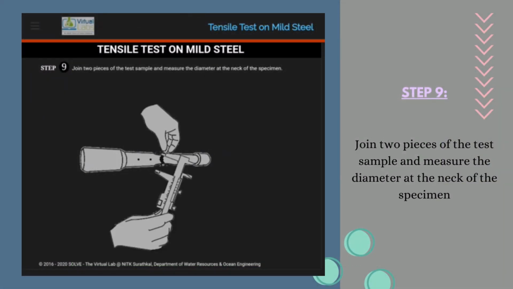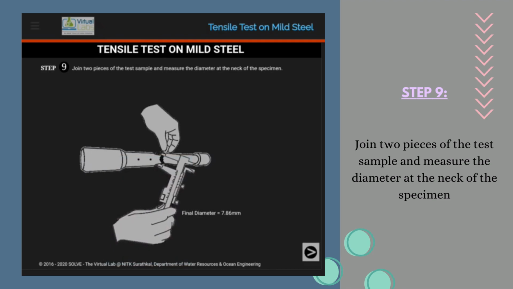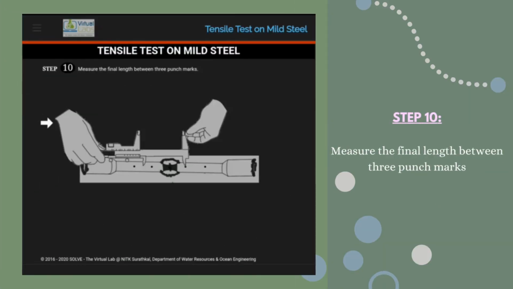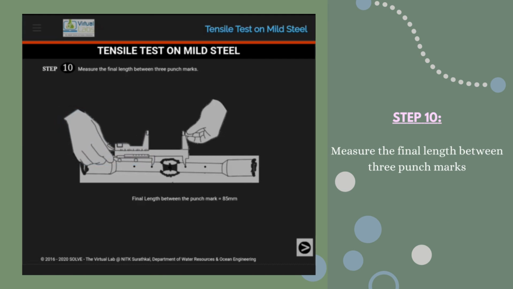Step 9. Join the two pieces of the test sample and measure the diameter at the neck of the specimen. The last step is to measure the final length between the three punch marks like it's shown in the video.